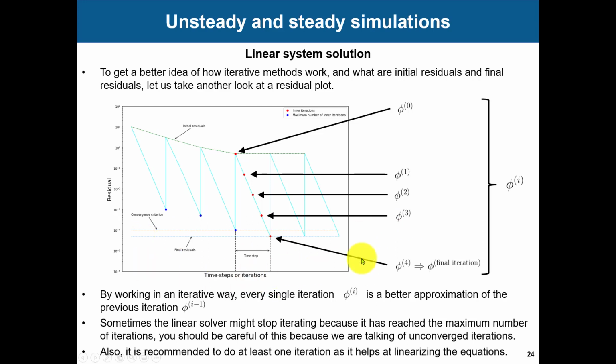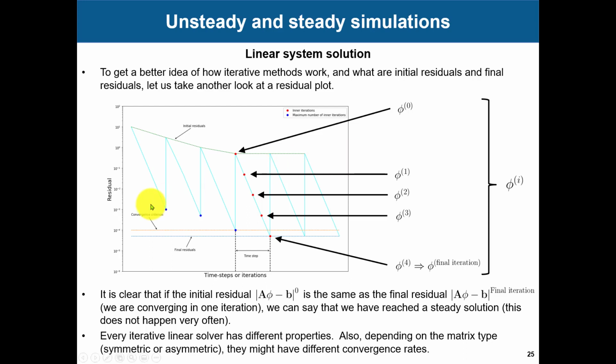Okay, so basically what we're doing, iteration phi is a better approximation of the previous one. So this is why it's a good idea to do at least two iterations. Especially on a steady simulation, you see that it's converging in one iteration. It's probably better to do 2 iterations, because that will help in linearizing your equations. So it's not a good idea to converge here and then pass to the next one. Do at least 2, just helping linearization.